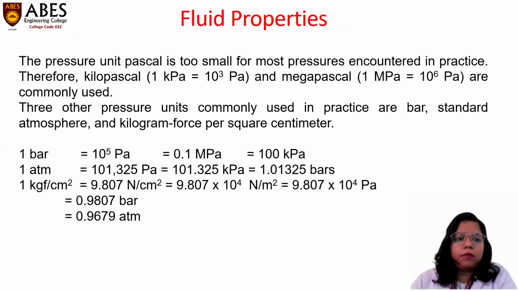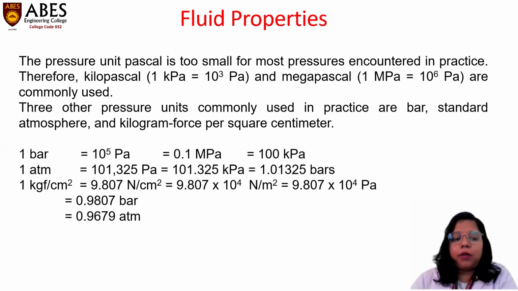There are some other units that also exist. These are the conversions given here. 1 bar is equal to 10 raised to the power 5 Pascal, that is 0.1 megapascal, which is equal to 100 kilopascal. Then 1 atm is equal to 101,325 Pascal, that is equal to 101.325 kilopascal. Then the conversion in bar. Then another unit is 1 kgf per square centimeter.